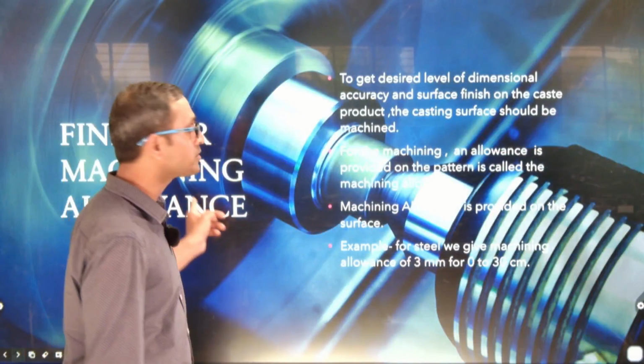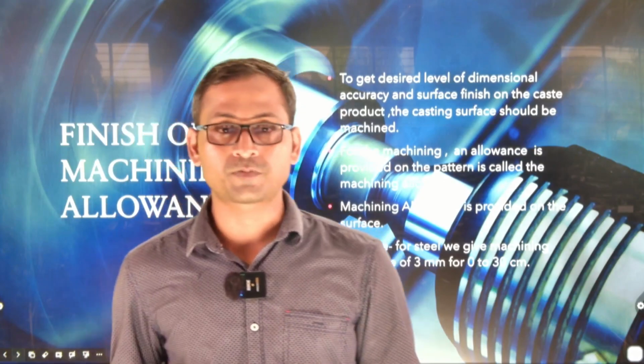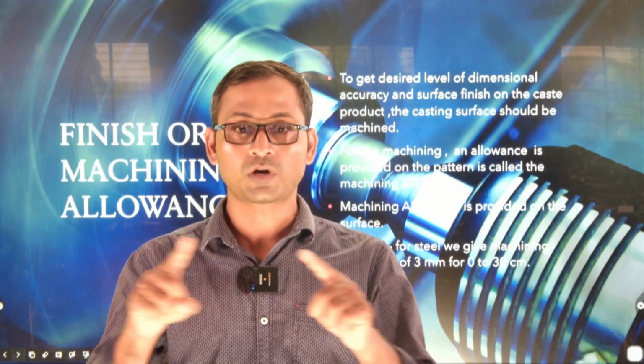This is called your finish or machining allowance. As you know from the name, machining allowance, to obtain a good surface finish and dimensional accuracy, we give machining allowance. We provide some extra metal in the pattern, so the final object after pouring and solidifying in the mold cavity has somewhat more dimension, and we grind it or machine it and get a good surface finish. This is your machining or finish allowance, and it is given to the surface.